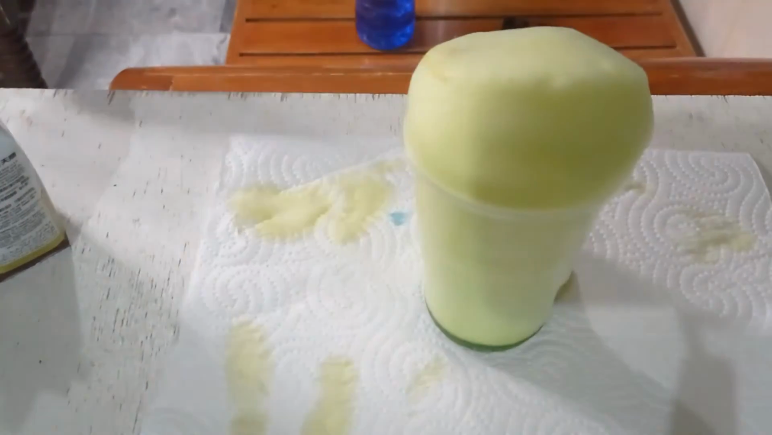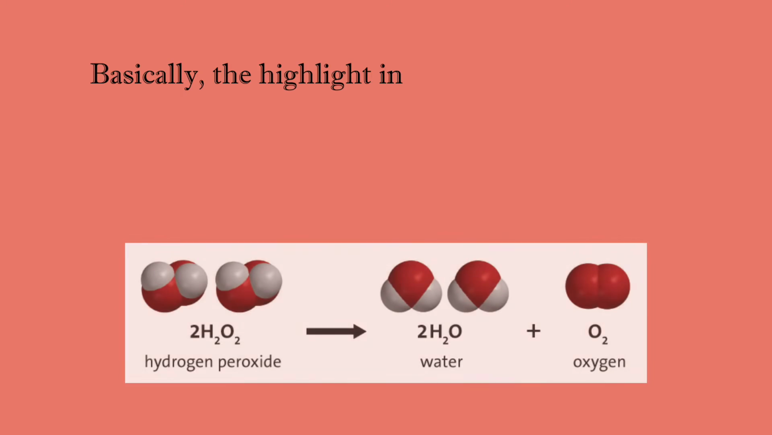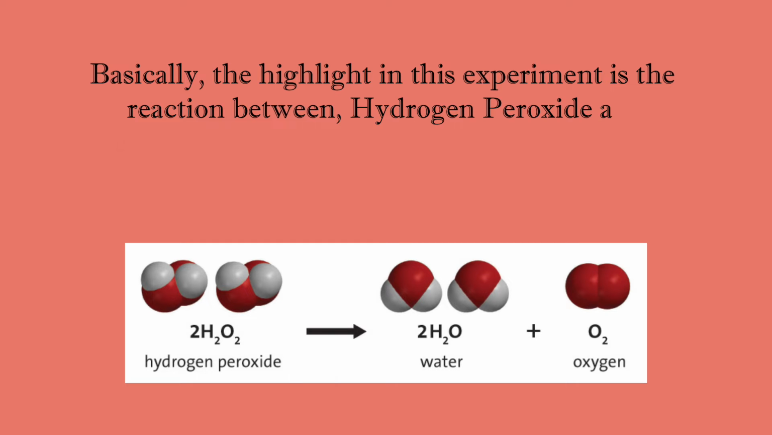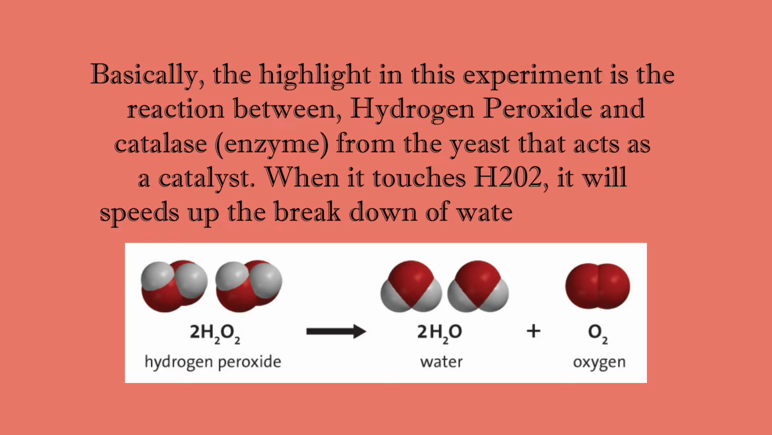To dig deeper, when hydrogen peroxide breaks down, it turns into oxygen and water. Normally, this breakdown happens very slowly, but you can make that reaction happen faster by adding a catalyst, which is the yeast. Yeast is an organism that contains a special chemical called catalase that can act as a catalyst to help break down hydrogen peroxide.